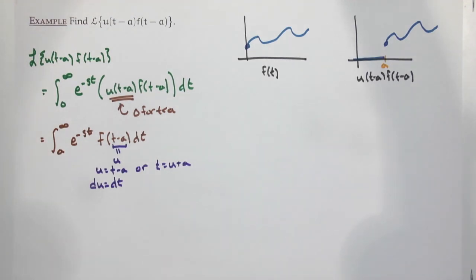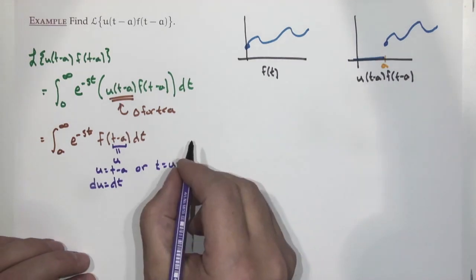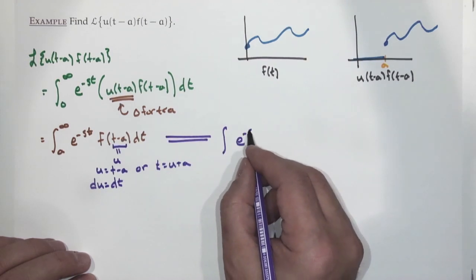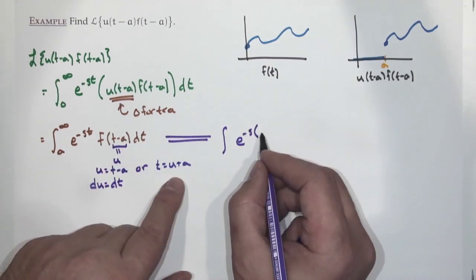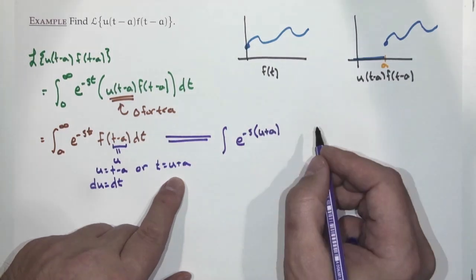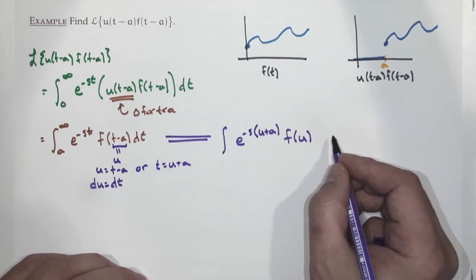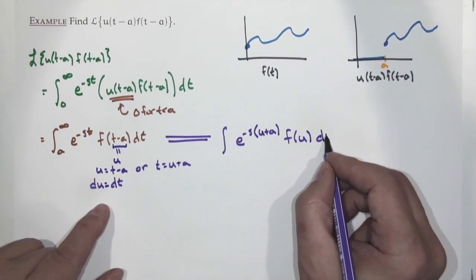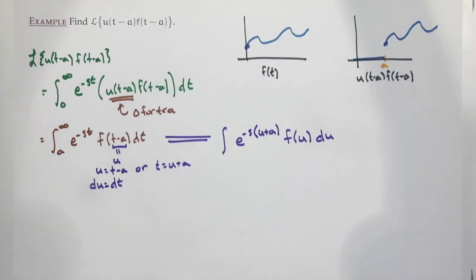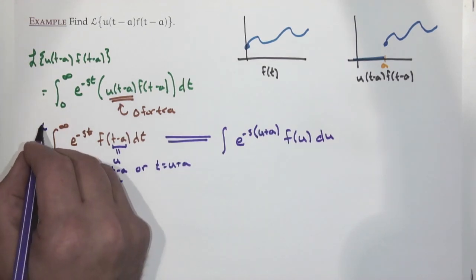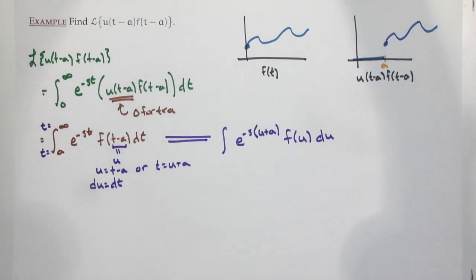Now remember, every time we make a substitution, we've got to update everything where t was involved. Okay, so this is going to become our integral of e to the minus s, now t becomes u plus a. Our f of t minus a becomes f of u. Our dt becomes du. What else do we need to do? Bounds. Now remember, these bounds are t bounds. t equals a to t equals infinity.